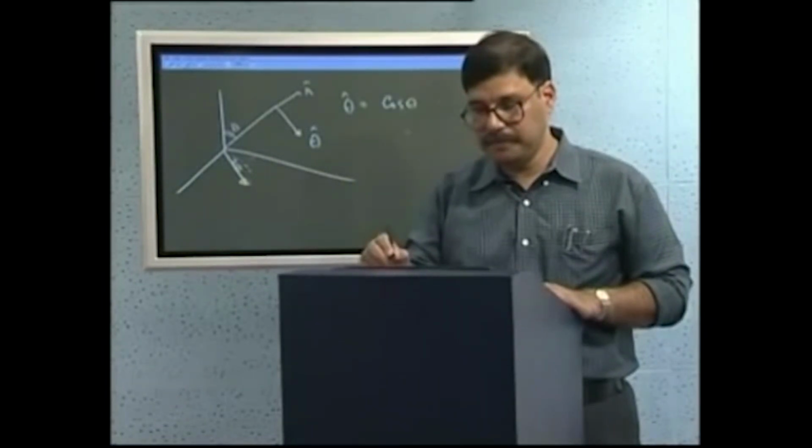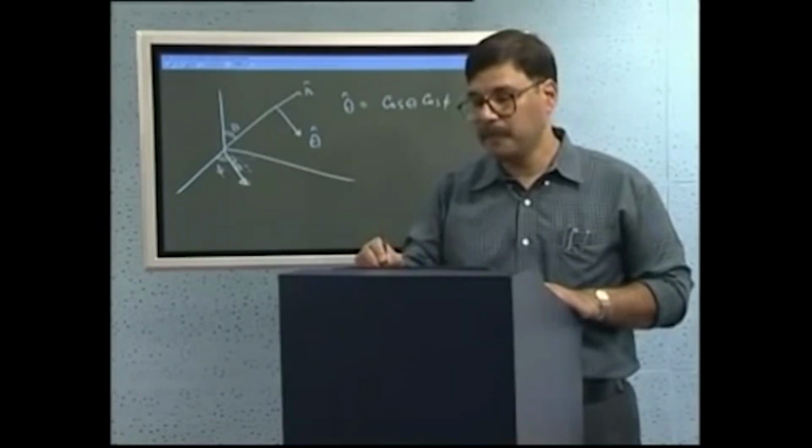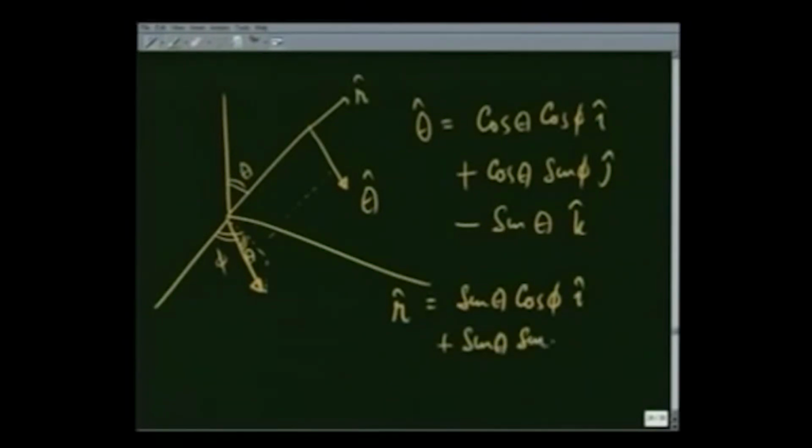cosine of theta cosine of phi, because this angle is phi, i, plus cosine of theta sine of phi j, and its z component is in the opposite direction, so minus sine of theta k. Recall that r was sine of theta cosine phi i plus sine theta sine of phi j plus cosine of theta k.